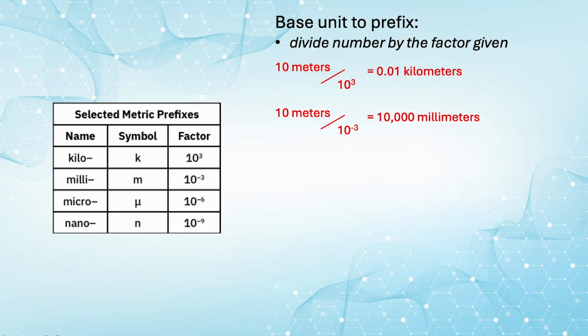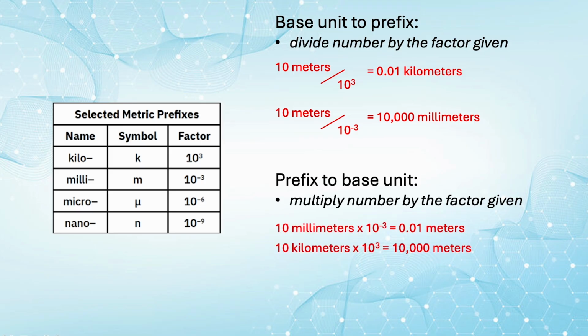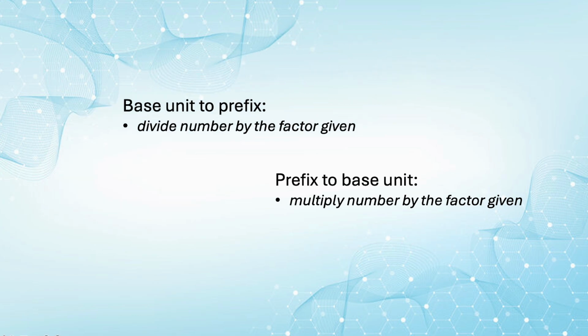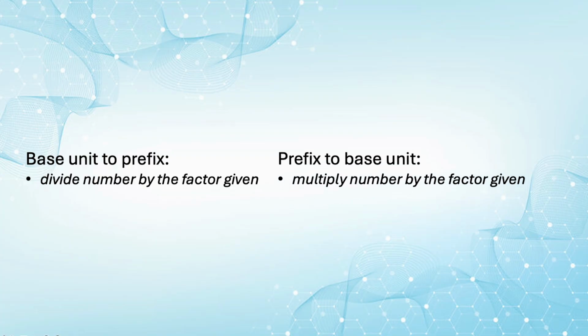Sometimes you'd be tasked with converting back from a prefix to base units, like kilometers to meters. This time, instead of dividing by your factor, you multiply. The same goes for converting from millimeters to meters or any other prefix. In summary, to convert from base units to prefix, divide by the factor. To convert from prefix to base units, multiply by the factor.